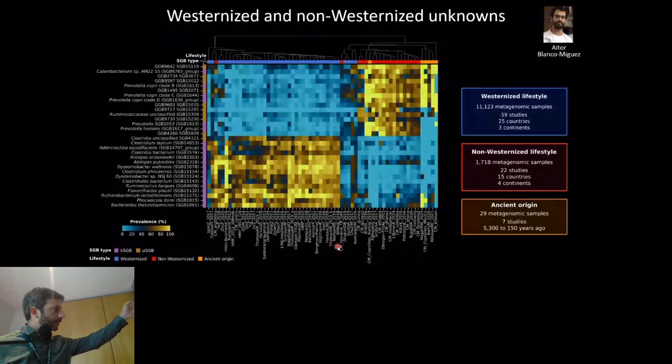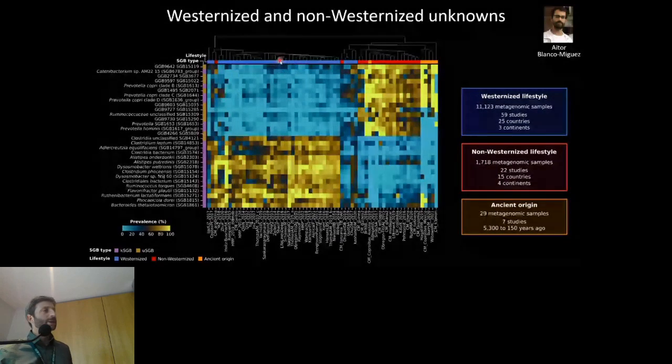So in this heat map here, instead of having samples, each column is a different study, and the color represents the prevalence of a given bacterium in these datasets. There are many datasets for a total of more than 10,000 metagenomes here, and the main difference is that above here you have westernized population, so our population, and non-westernized population with a very different lifestyle, diet, access to drugs, and so on and so forth. And we also have samples from ancient stool samples. These are called coprolites, and you can retrieve the microbiome out of them.